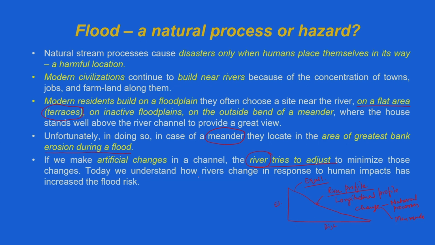Today we understand how river change in response to human impact has increased the flood risk. So, in this part we are not just trying to tell you how to map the fluvial landscape, but also what risk is posed by the river system in a condition where we put ourselves in front of that system, or come in the way of the drainage system or fluvial channels.